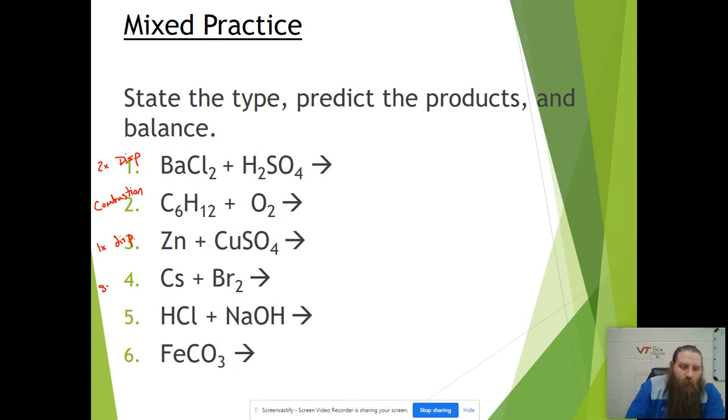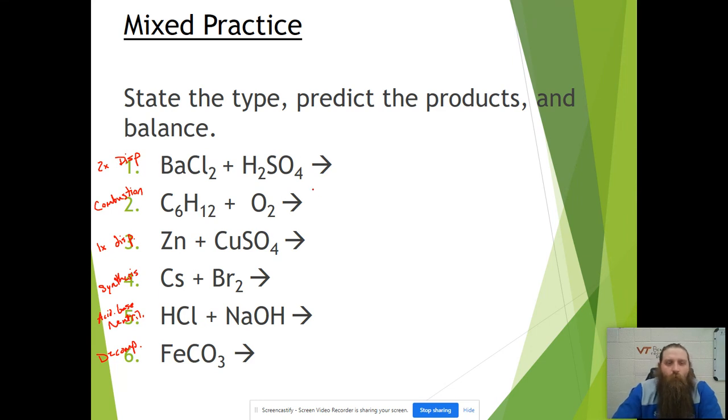Cs and Br, this is going to be synthesis. All right. HCl and NaOH, this starts with H and NaOH ends in OH, so that's acid-base neutralization. All right, and I only have one reactant here. So that is a decomp reaction.